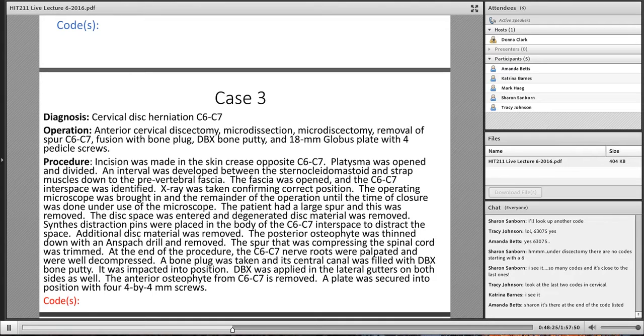okay, it says do not report 63075 in conjunction with 22554, even if performed by separate individuals. To report anterior cervical discectomy and interbody fusion at the same level during the same session, use 22551. So what is 22554 and 22551? So let's flip.